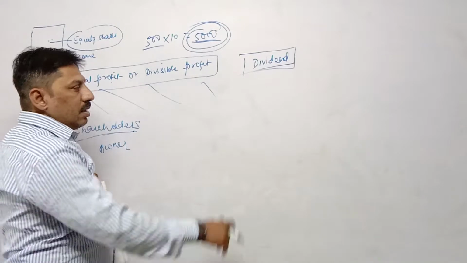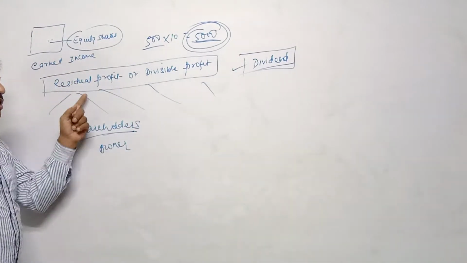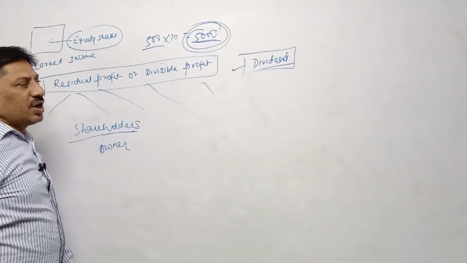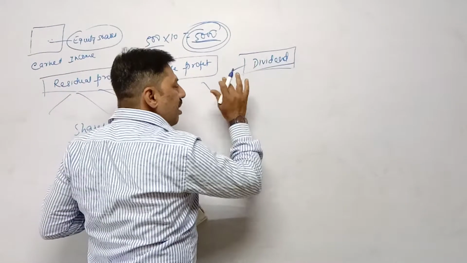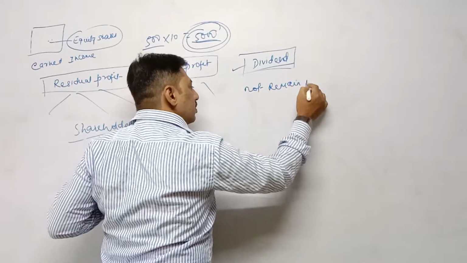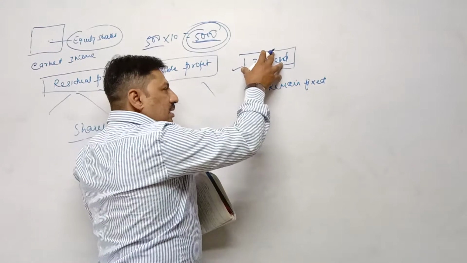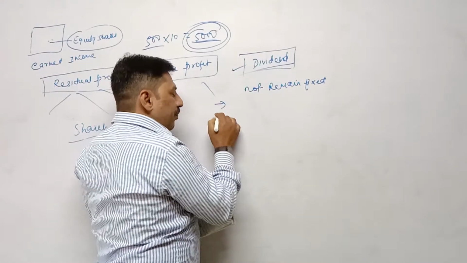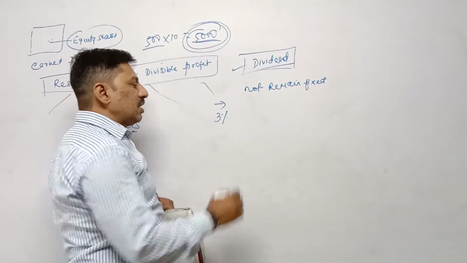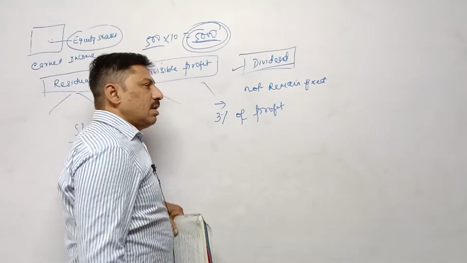Second point, regarding dividend: we all know what dividend is. The part of profit which is distributed among shareholders is called dividend. In case of equity shares, the rate of dividend does not remain fixed. The rate of dividend means whatever rate of dividend is decided. For example, the company has decided 3%. The company has decided to pay 3% of profit in the form of dividend.